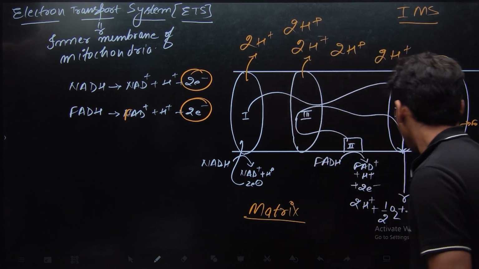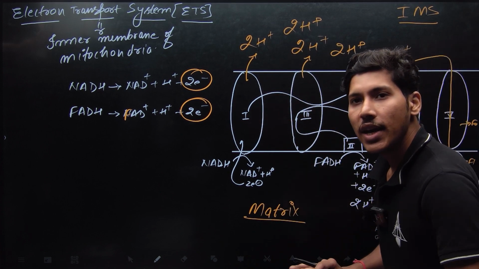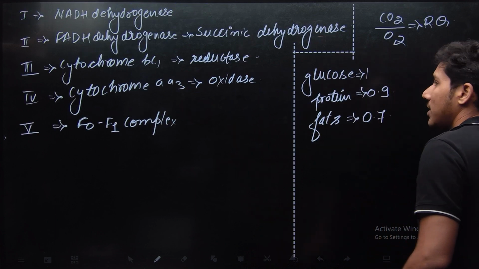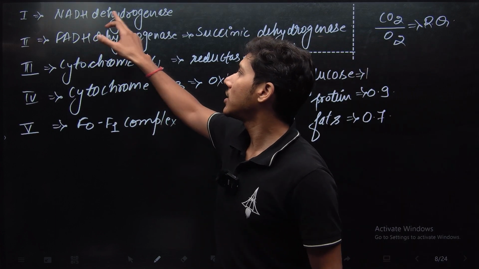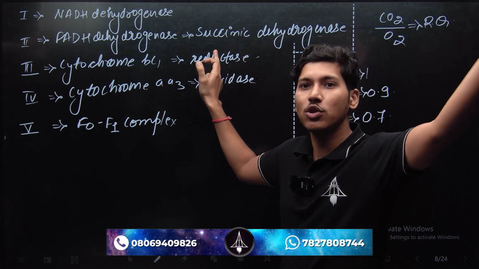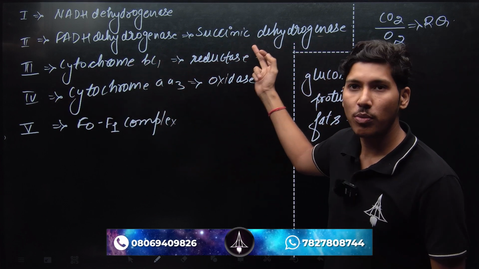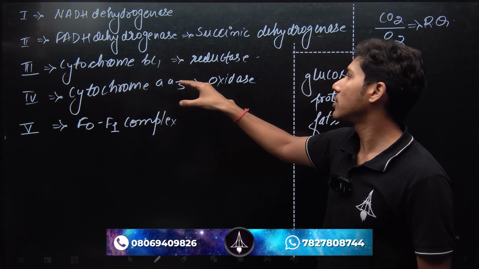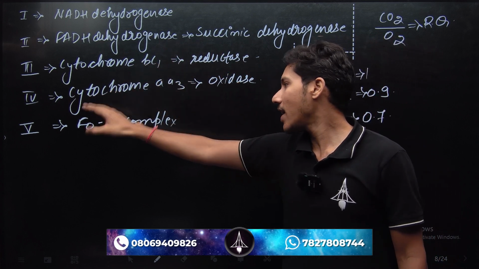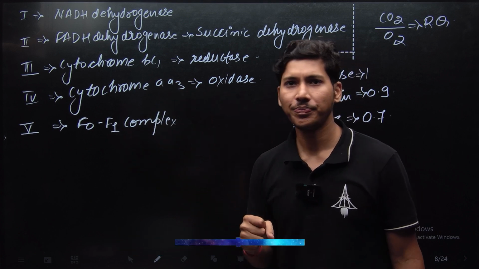Now, there are 5 total complexes which are involved in respiration. These 5 complexes are named NADH dehydrogenase, FADH dehydrogenase, which is also known as succinic dehydrogenase, that was also involved in the Krebs cycle, cytochrome BC1 complex, which is known as cytochrome reductase, cytochrome AA3 complex, which is also known as cytochrome oxidase, and F0-F1 complex, which is ATP synthase.